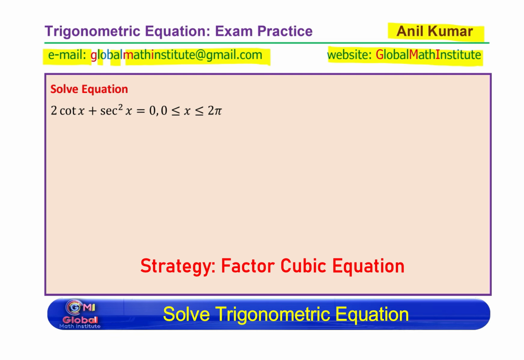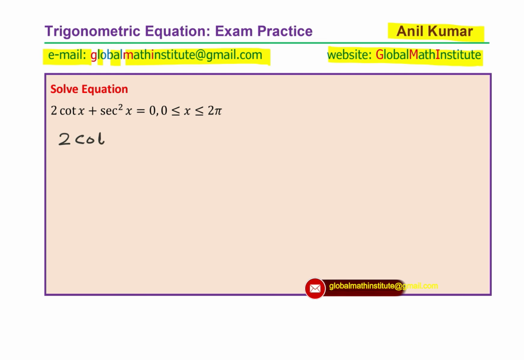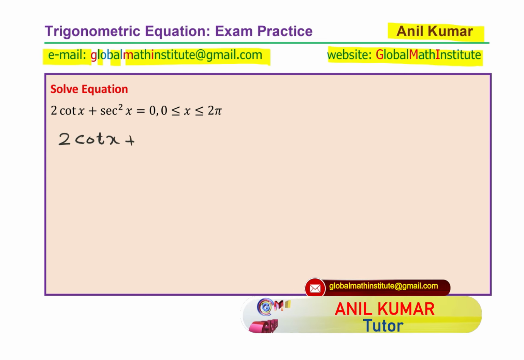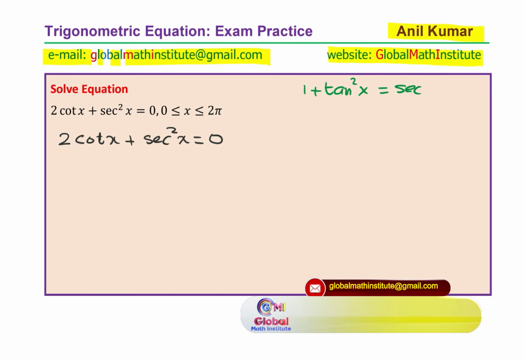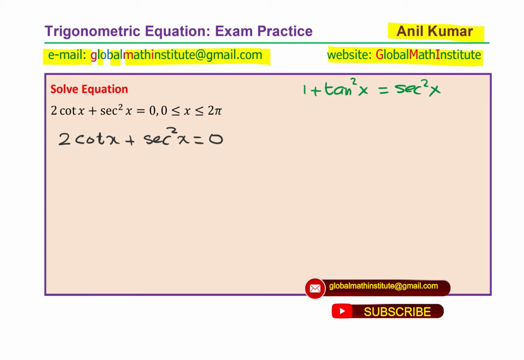So let's look into the solution. The question is 2 cotangent x plus secant square x equals 0. We know the Pythagorean identity, which is 1 plus tan square x equals secant square x. And cot x is 1 over tan x, correct?